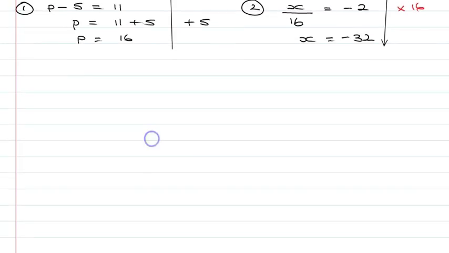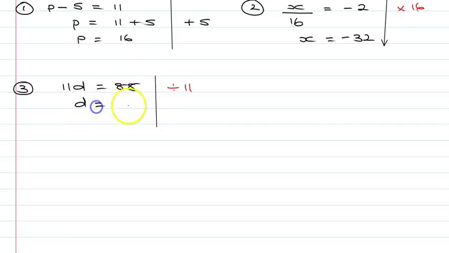Okay, let's do another one-step equation to solve. So let's do 11d equals 88. In this case, the 11 is currently multiplying by the d. So the inverse of multiplying by 11 is divide by 11. So I need to divide by 11 here to isolate the d and divide by 11 here on the right hand side to get the answer. So 88 divided by 11 is 8.